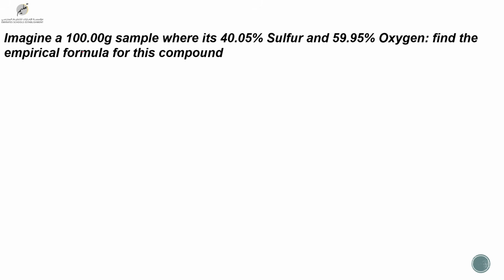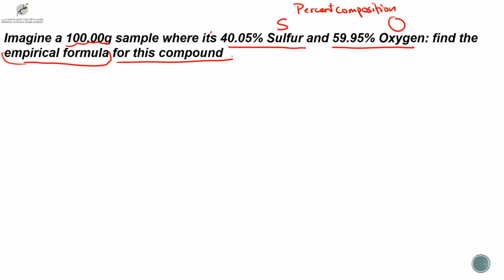So imagine a 100 grams sample where it is 40.05% sulfur, which is S, and 59.95% oxygen. So this is the percent. See, they give you the percent composition. Find the empirical formula for this compound. So given percent composition, right?